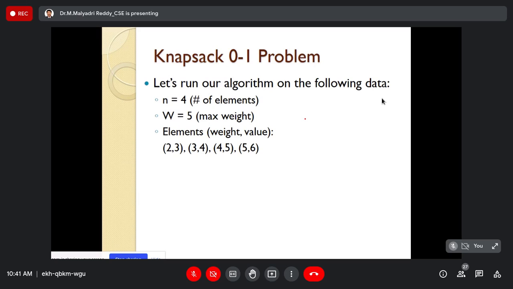Okay, sir. Number of items are 4, sir. Bag capacity, weight capacity is 5, sir. Elements are 2, 3, 3, 4, 4, 5, and 5, 6, sir. These are all 4 sets of items available. So according to the dynamic programming rule, first we need to construct one table for further use, right?